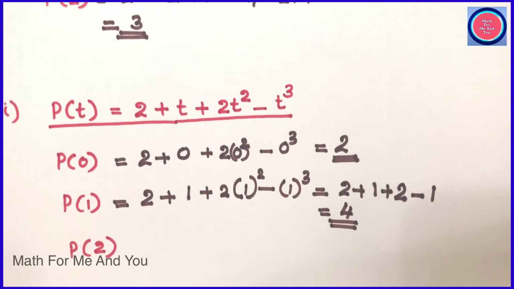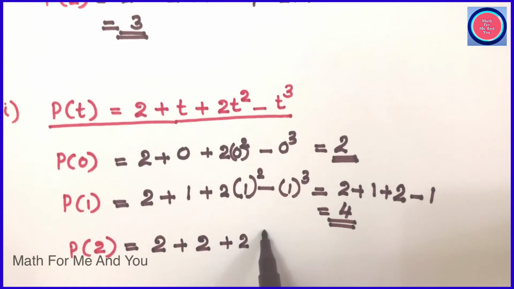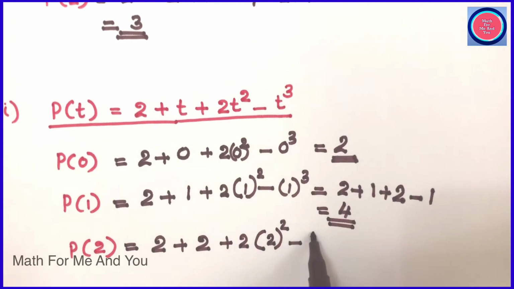Next is P of 2. In place of T, substitute the value 2. Then we get P of 2. So when we substitute, the first term is 2. The second term is T, which means it is also 2. Plus 2 times T square, 2 times 2 square. Minus T power 3. T becomes 2, so it is 2 power 3.